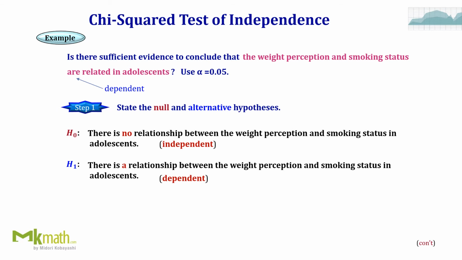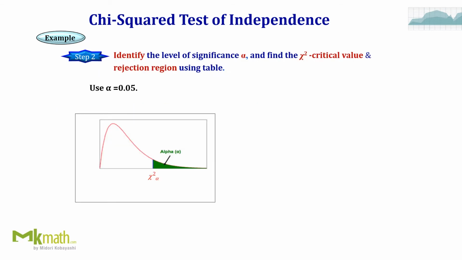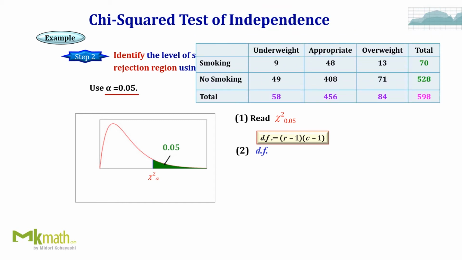Step 2. Find the critical value and the rejection region. First, identify the given significance level alpha, which is 0.05. Then find the degrees of freedom using the formula. Go back to the table to determine the number of rows and columns. The number of rows is 2, and 3 is the column number. Substitute 2 into R, and 3 into C to get 2.